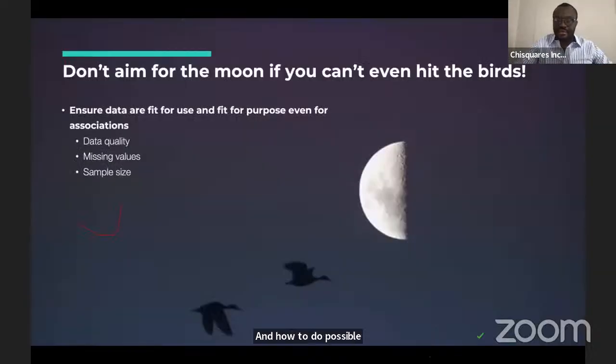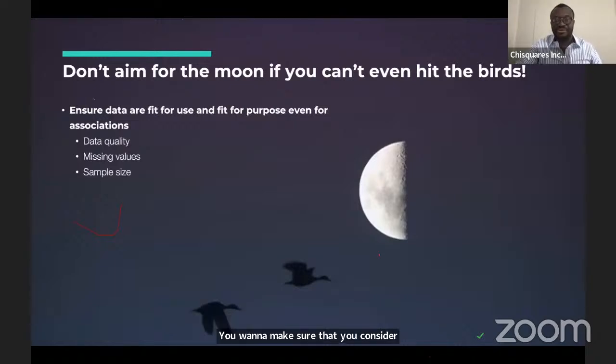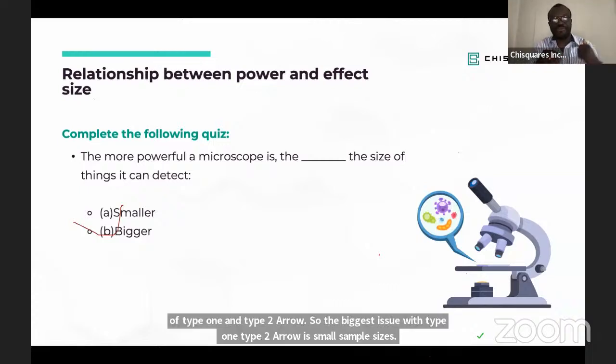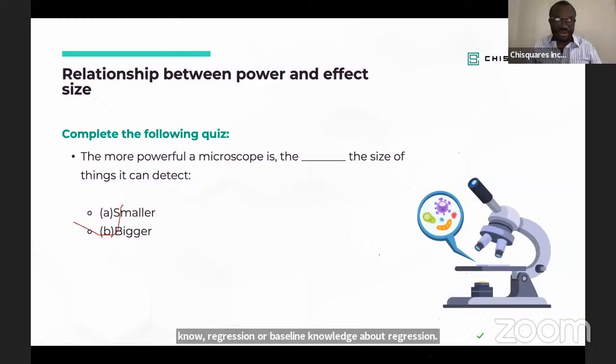All right. Very, very important things to take note of when doing regression analysis. You want to make sure that you consider issues of type 1 and type 2 error. So the biggest issue with type 2 error is small sample sizes. So we cannot talk about issues of regression or baseline knowledge about regression without talking about sample size and power.